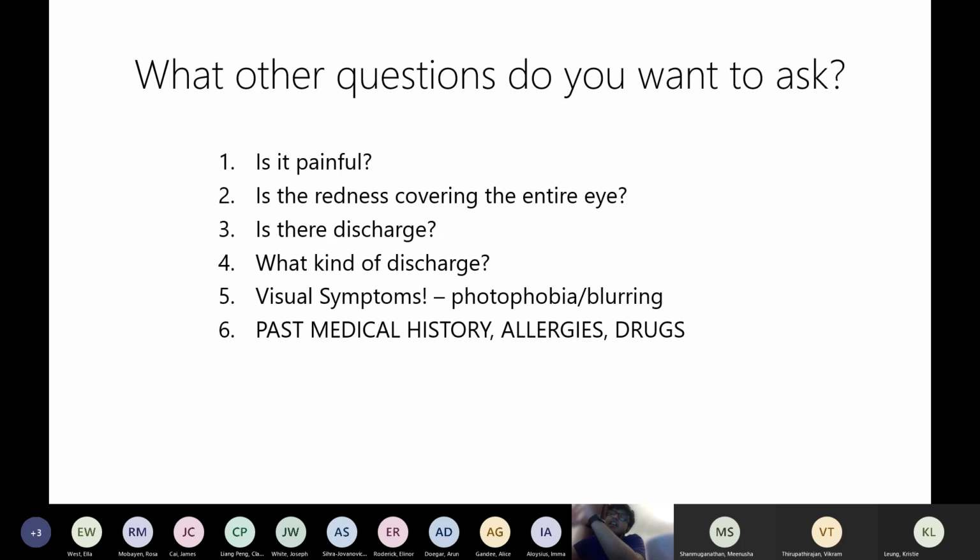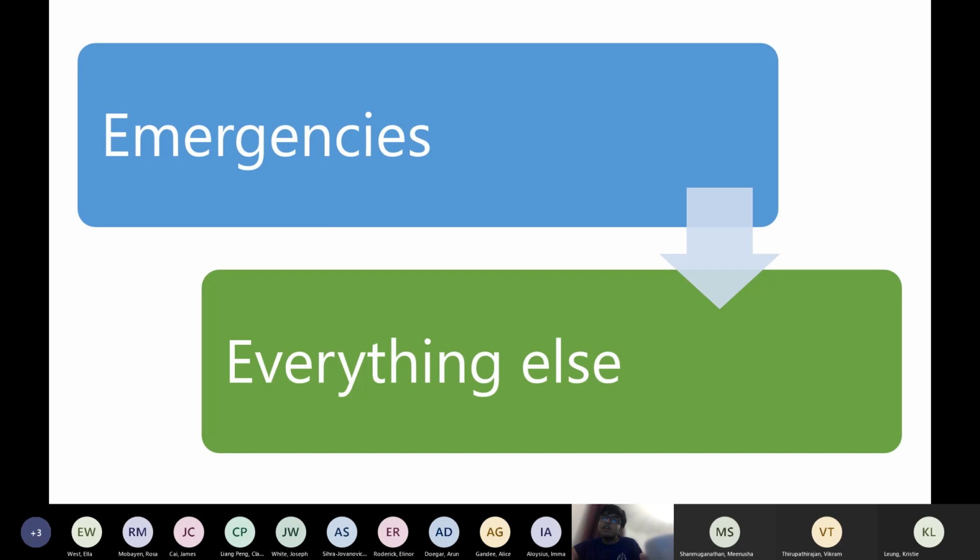And remember, like rheumatology, ophthalmology needs a very comprehensive history because there are lots of systemic conditions that cause lots of weird things in the eyes. And likewise, there are lots of drugs that can cause problems in the eyes. So this is what we're going to talk about today. We're going to talk about the emergencies first because that's important, and then we're going to talk about everything else.